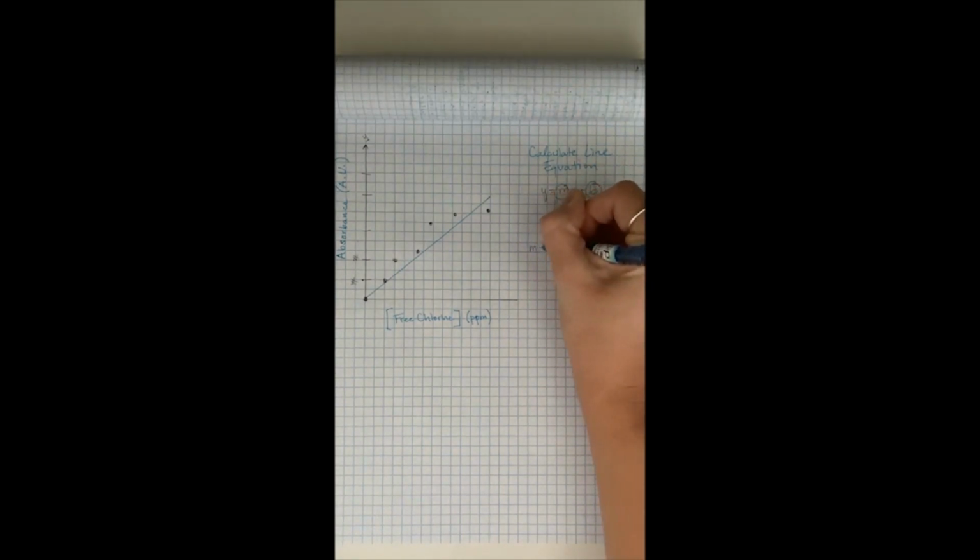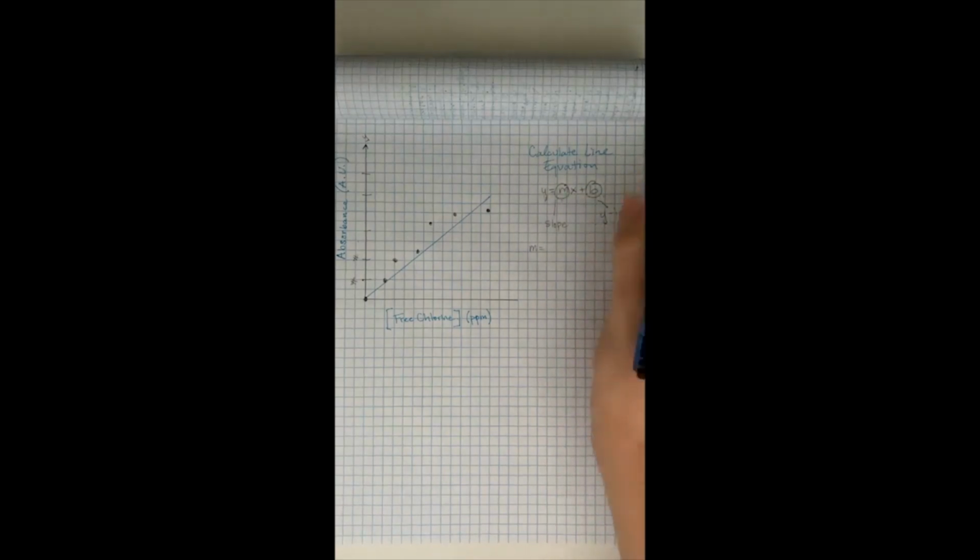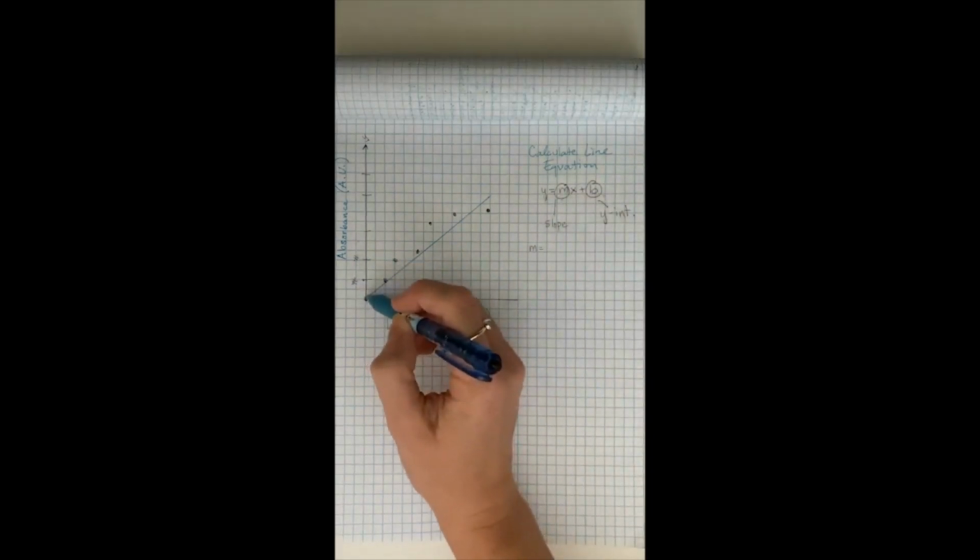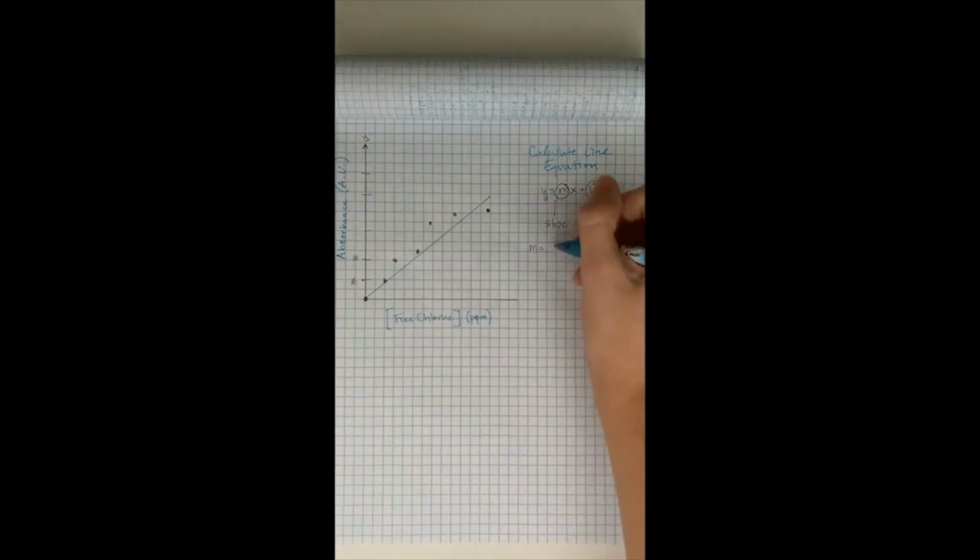So m has its own equation, and that's a slope equation. You remember that m, or slope, is rise over run, and the mathematical way to display that is the change in 2 points in the y direction, so y2 minus y1, divided by the change in 2 points in the x direction.